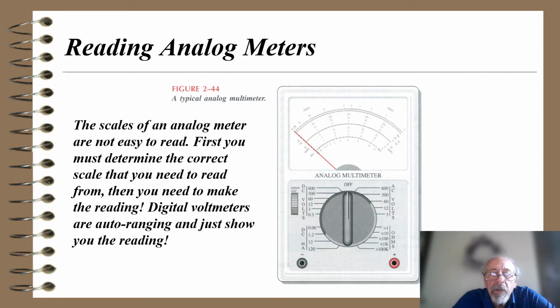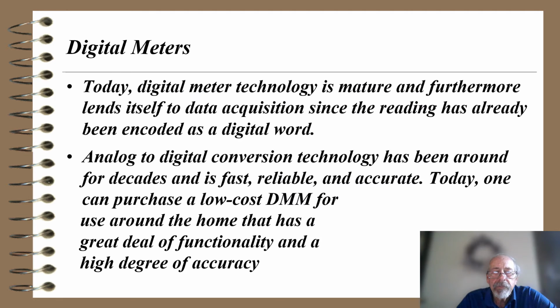The scales of an analog meter are not easy to read. First, you must determine the correct scale that you will need to read from. Then you need to make the reading. Digital voltmeters are auto-ranging and just show you the reading. So everything's automatic. Notice with this analog meter, you have to select the scale. When I say select the scale, you move that switch to select what the full scale range will be. Then you have to figure out what the scale is that you're reading off of.